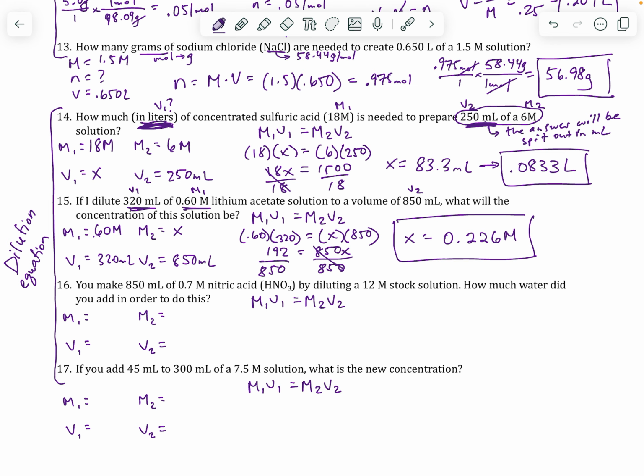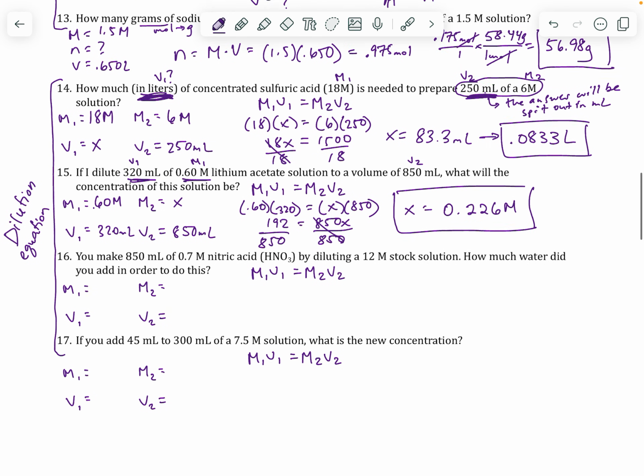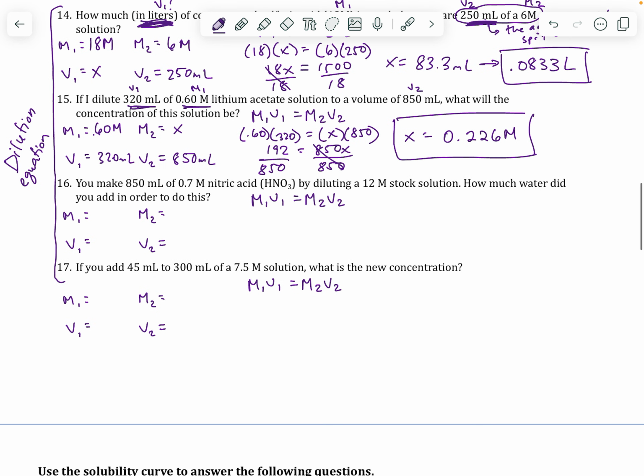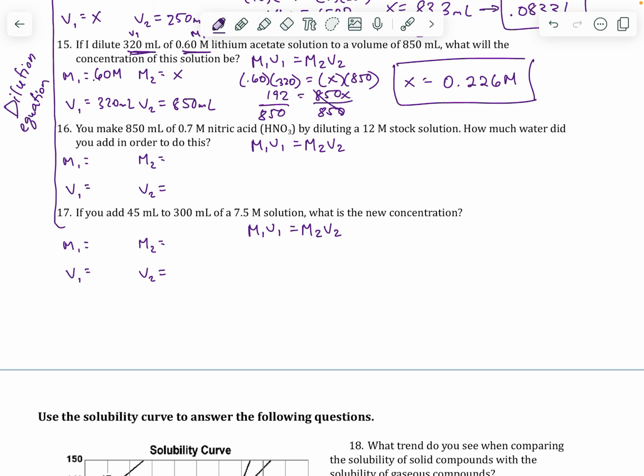A good way to check yourself too on all of these is you know what the relationship is between M1 V1 and then M2 V2, right? The whole point of dilutions is to increase the volume. So if I have an increase in volume, then my concentration should go down, which in this case we see prove true. So just knowing the inverse relationship or effect that those variables have on each other.